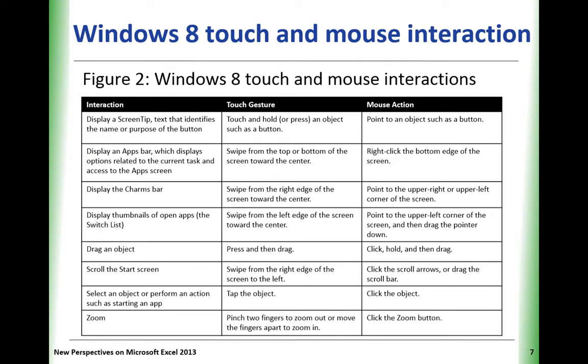So Windows 8 touch and mouse interactions. To display a screen tip, text that identifies the name or purpose of the button, you touch and hold or press an object such as a button. With a mouse you point to an object such as a button. So go ahead and read these.